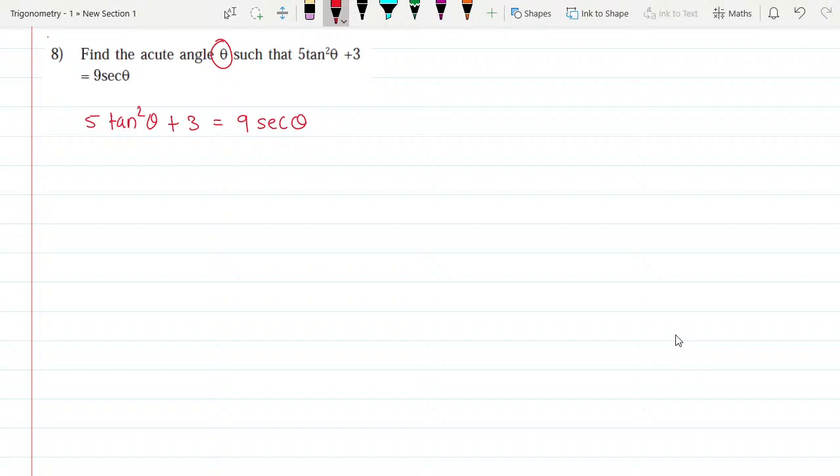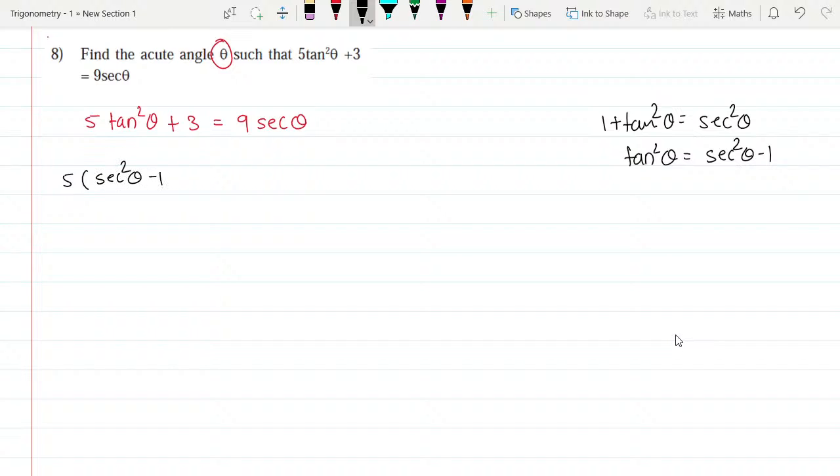So can I convert anything into either tan or sec? Yes, great. We know the identity 1 plus tan square theta is nothing but sec square theta. So if I substitute that, tan square theta becomes sec square theta minus 1. Let's substitute this in the equation. So what I will get is 5 into (sec square theta minus 1) plus 3 equals 9 sec of theta. Again I am telling you the same thing: try to get a single variable. Do not keep tan, sec, cos, sin, cosec, cot together.